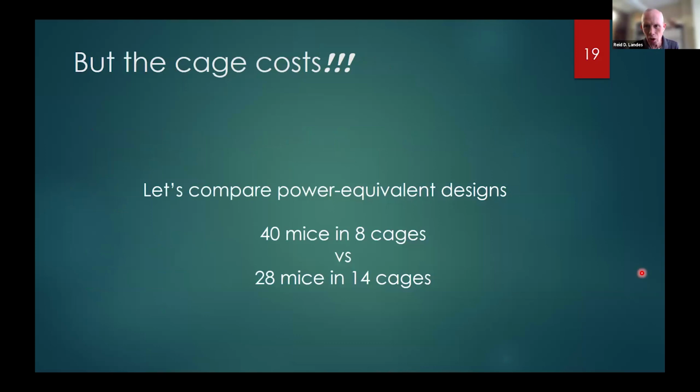Now, when I tell researchers, hey, maybe if you spread your animals out, you'll use more cages, but you can use fewer animals, and that's great, they say, "Reid, the cage cost eats it up." Well, let's look at that for a minute. Let's compare the cost between two power equivalent designs. Remember, I had 40 mice in 8 cages. That gave me 80% power. And 28 mice in 14 cages. That gave me 80% power.